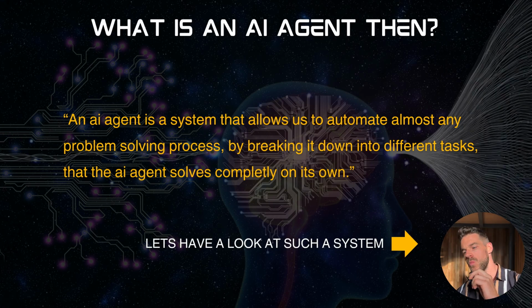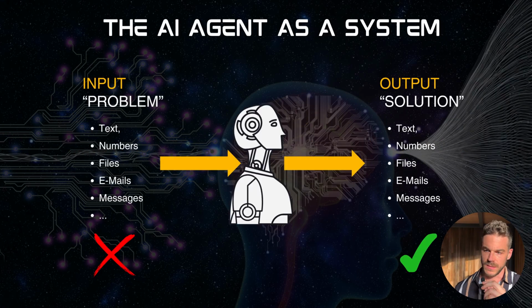And in the next slide, we have a look at such a system. As any system, there's an input. In the case of an AI agent, this is a problem. This can be text, numbers, files, emails, messages, any problem you can think of, and it gets delivered inside the system. Then on the output side, we have the solution, also in the form of text, numbers, files, emails, messages, whatever data you can think of.